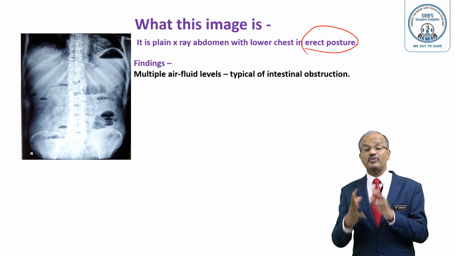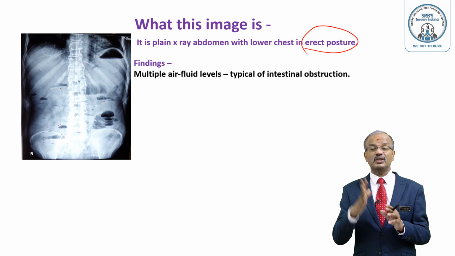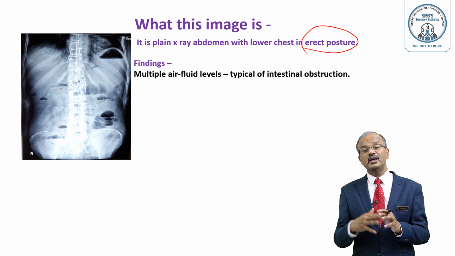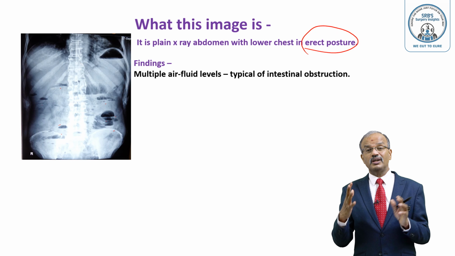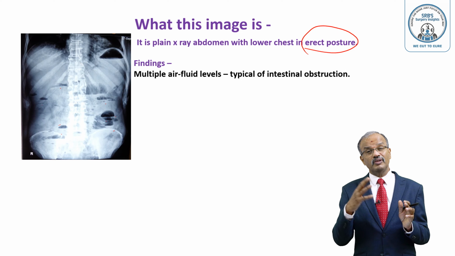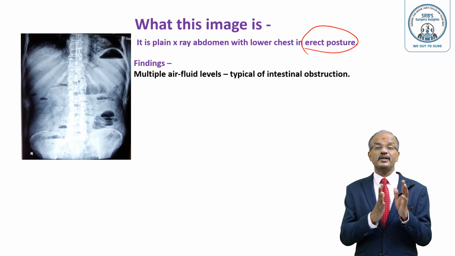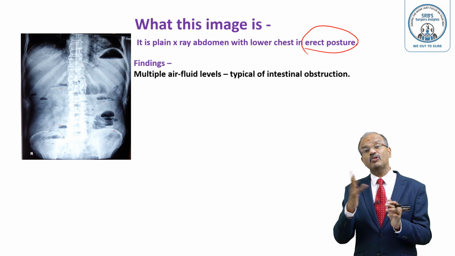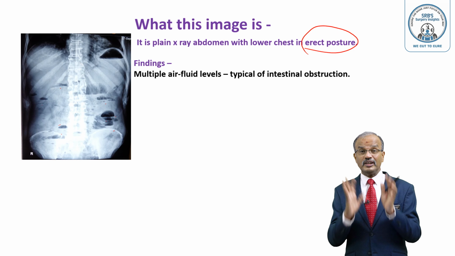So it depends on the number of air fluid levels. The normal is 2 or 3. Anything more than 3 is pathological. If it is 5, 6, we say distal jejunal obstruction. If it is 10 or so, we say ileal obstruction. With multiple air fluid levels and dilated colon with the obstruction, we say colonic obstruction. That's how it will exactly come in.